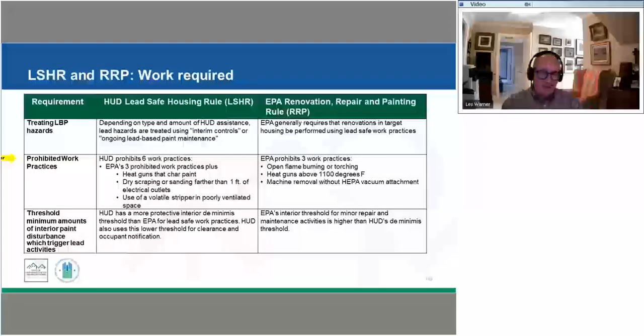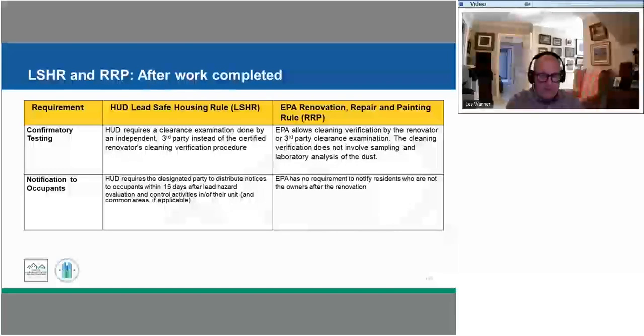What they might be missing is the fact that your funding is triggering the Lead Safe Housing Rule, and HUD has an additional 6 work practices that are prohibited. So making sure as part of your contract specifications that it's called out that they're following the HUD regulations, and so we have more prohibited work practices on this. We also mentioned earlier about these de minimis standards, and so we do have more stringent de minimis standards under the HUD rule rather than the EPA. We want to make sure that we're following HUD's de minimis standards on that.